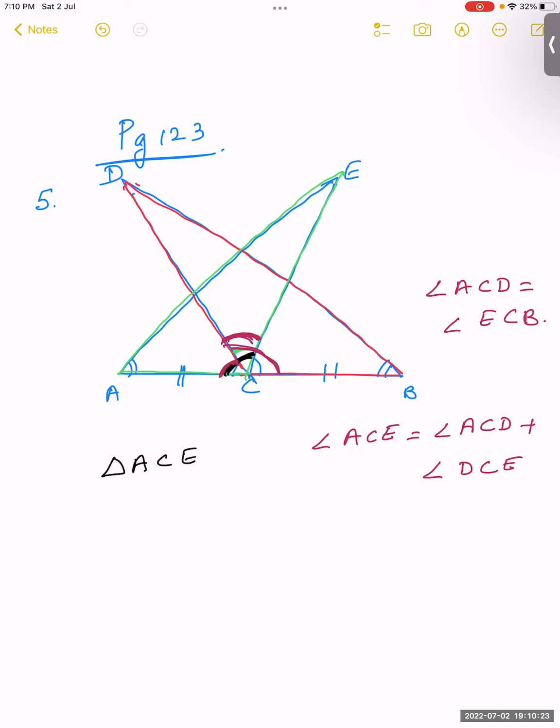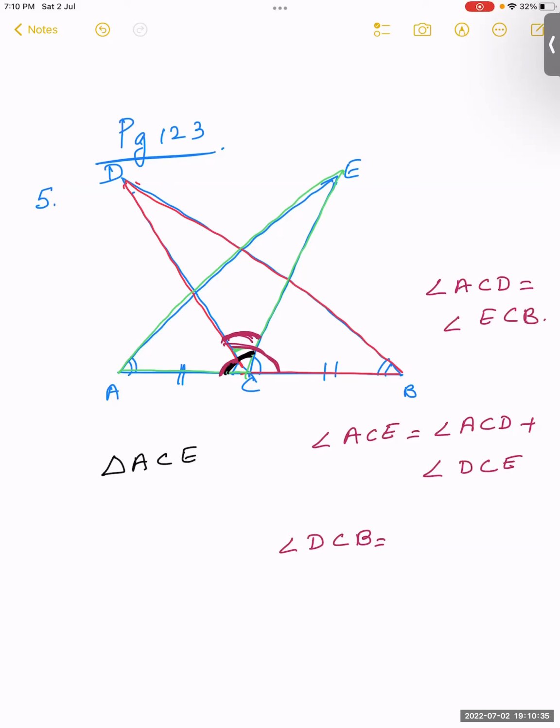Now, similarly, when I say angle DCB, angle DCB is the angle in triangle DCB. In DCB also, if you look at it, it is angle ECB plus angle DCE. Is it not the same? Angle ACE is equal to angle ACD plus angle DCE. Similarly, look at angle DCB. What is angle DCB? Angle ECB plus angle DCE. Yes or no?